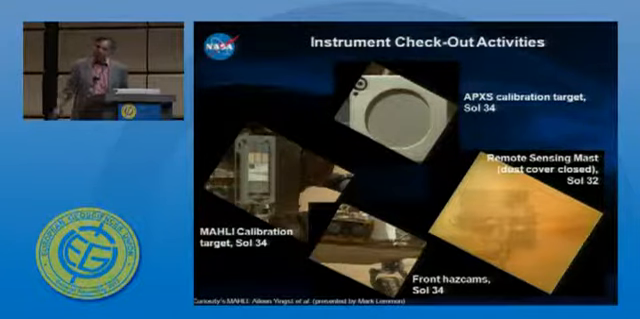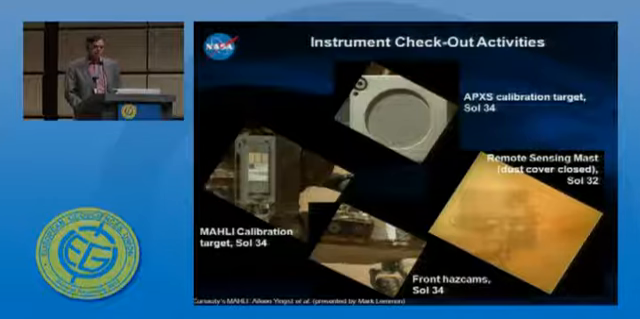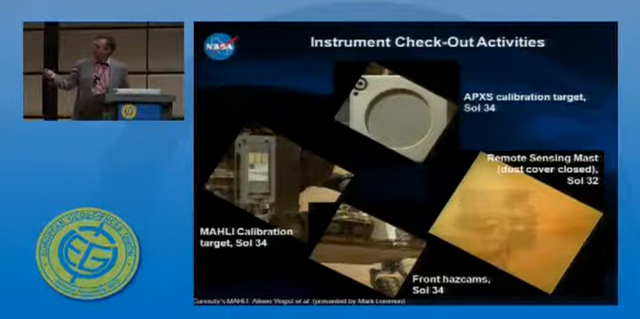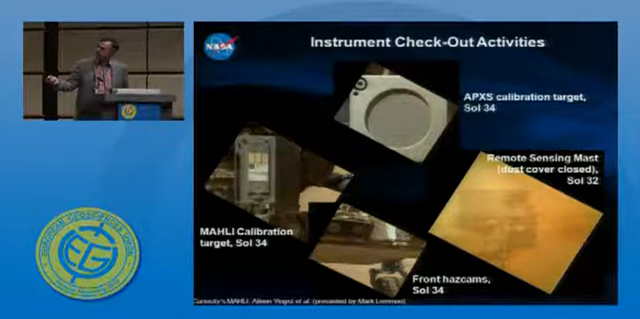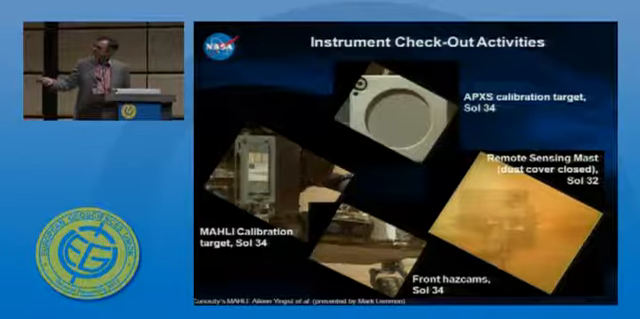From this point onward, 32 sols into the mission, 32 Martian days into the mission, we were able to image with the dust cover open. So you see the calibration target for the APXS imaged on Mars. You see our calibration target imaged on Mars with its color targets and resolution scale and US penny.